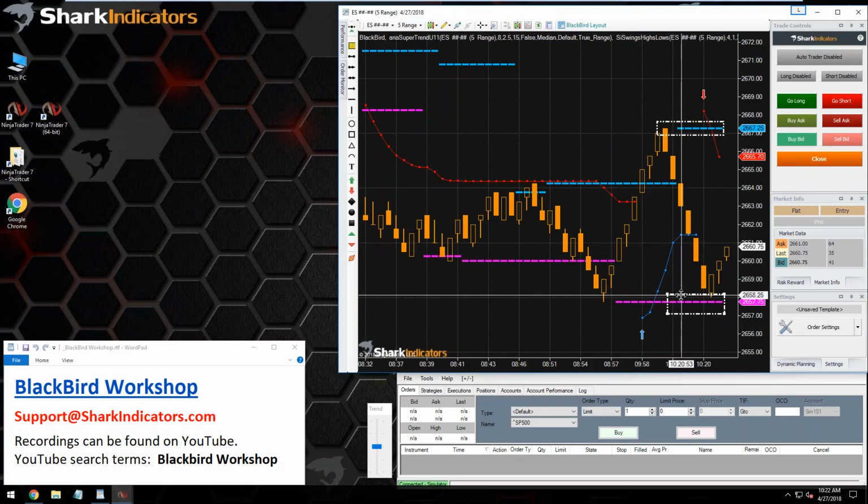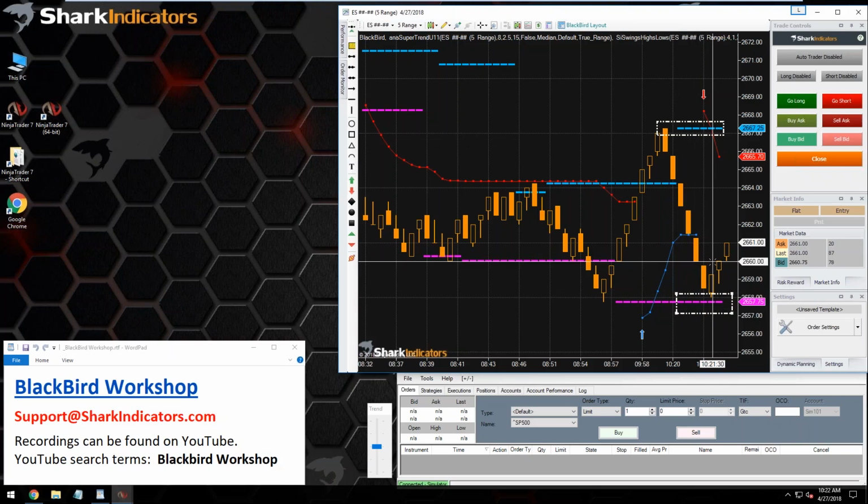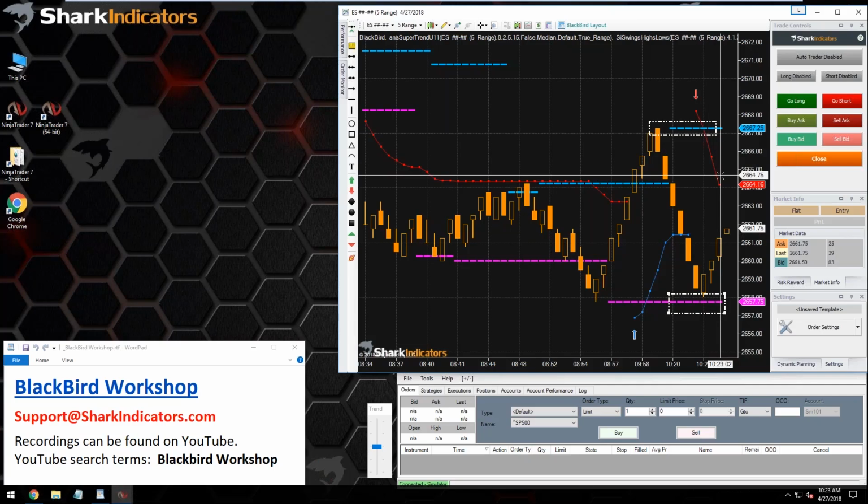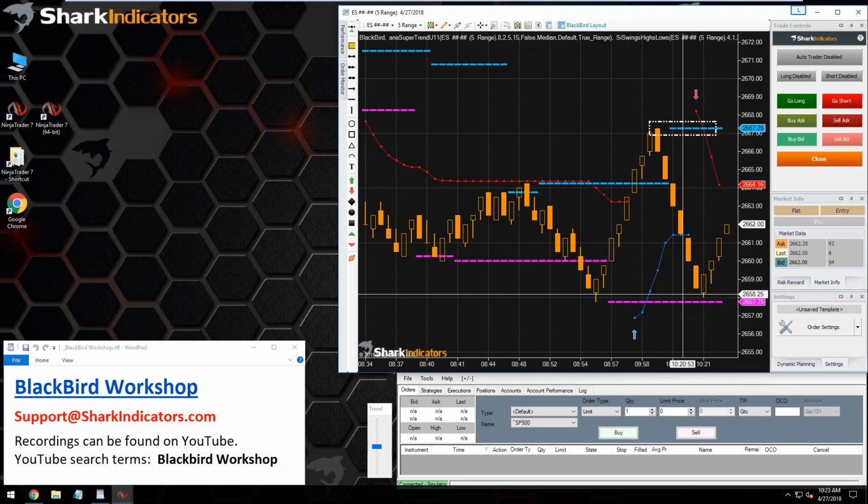So actually, in this situation, we could take a long trade because our stop loss can be placed down here at the swing low. However, once we get 2 points in profit, that stop loss is going to jump up to the anaSuperTrend, which will stop out that first contract once you hit 2 points in profit here. So you do have to be very aware of how you're trading with the indicators that you're using.